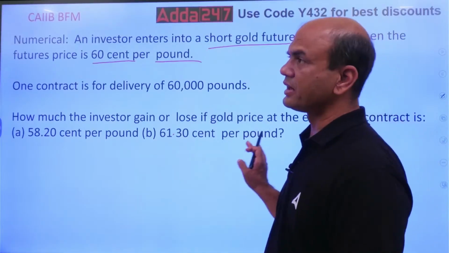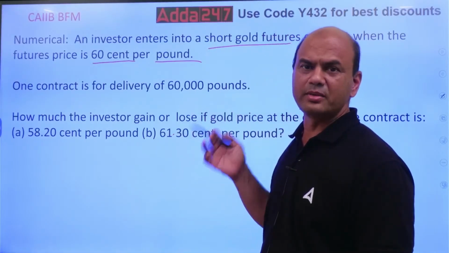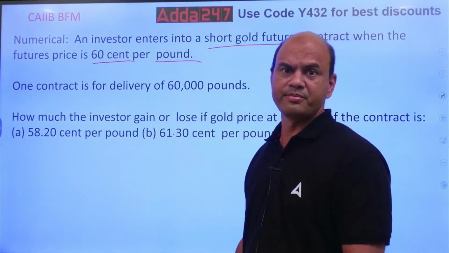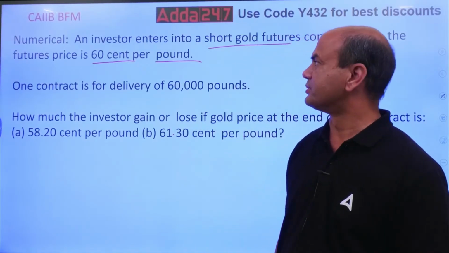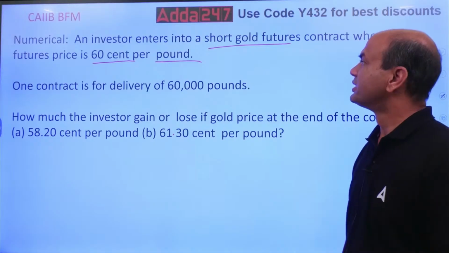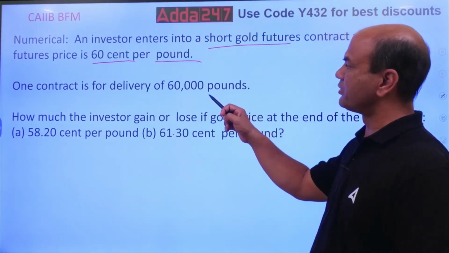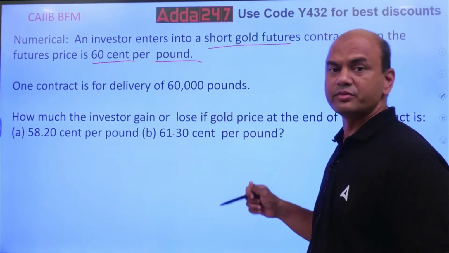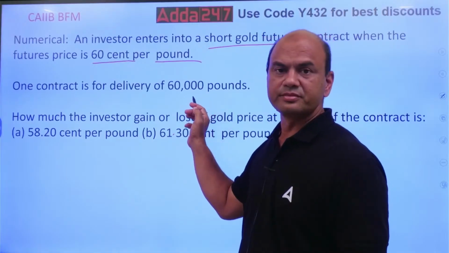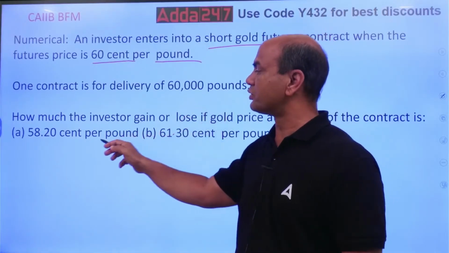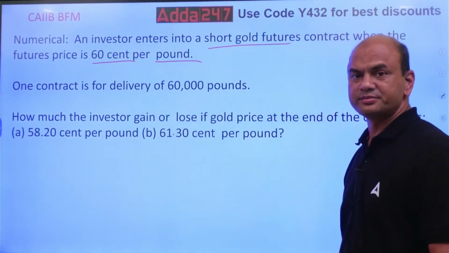In the exam you will be getting these two cases separately. Of course, in the exam they won't be giving you gold, they will be giving you dollar. But after all, it's one and the same thing. So 60 cent per pound future price and one contract for delivery is 60,000 pounds. Means if you have to purchase one contract, you have to invest this much. And now the rate goes to 58.20. Then what happens in this case?